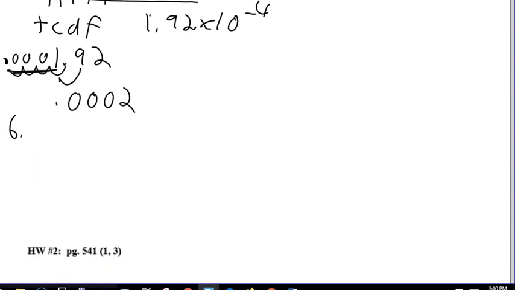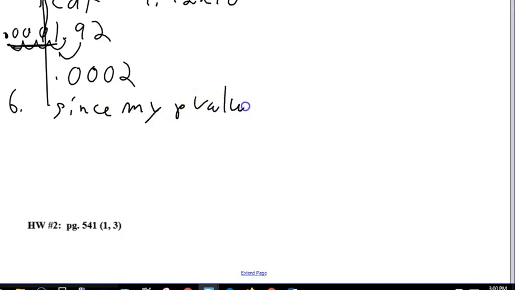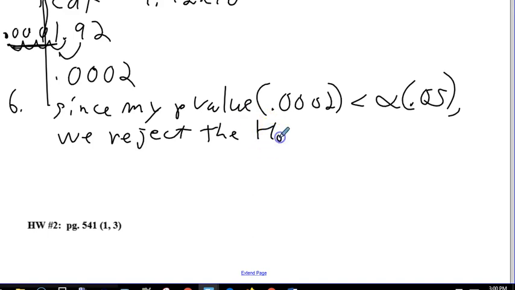Number 6. Whoa. Since my p-value, I'll put in parentheses, 0.0002 is way less than 0.05, oh sorry, alpha, alpha 0.05. Okay? We reject the null hypothesis.